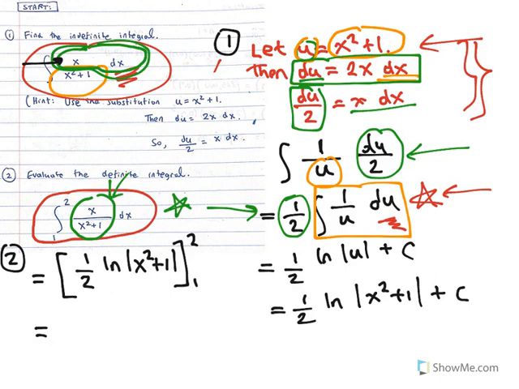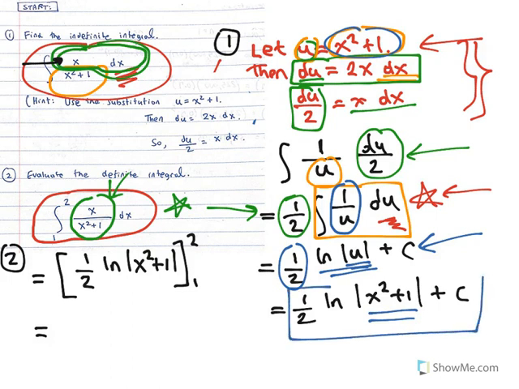If your integrand is 1 over u, then the antiderivative would be the natural log of the absolute value of u. So you have 1/2 times the natural log of the absolute value of u plus the constant of integration c. So you can replace u with x squared plus 1. And now we have an antiderivative for our original problem. So that's what you do when you're looking for antiderivatives.